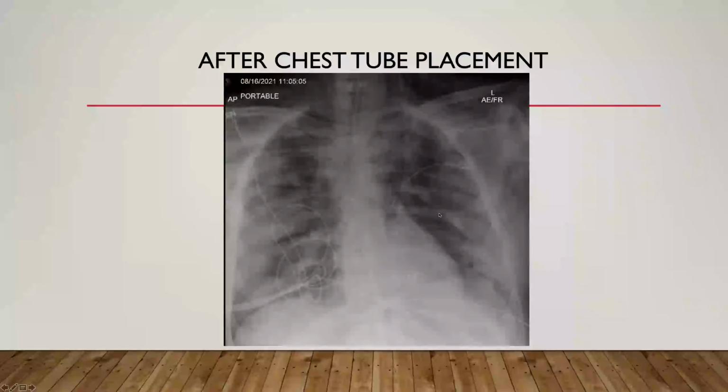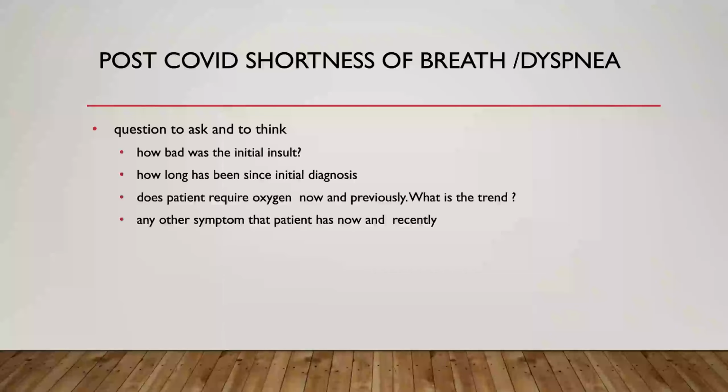So the next step is, well, we put a chest tube on the left side, so now the lung re-expanded. And on the right side, I barely see the pneumothorax. Somehow it's still minimal. And now the topic is post-COVID shortness of breath and dyspnea.